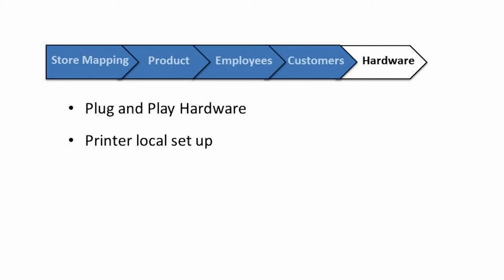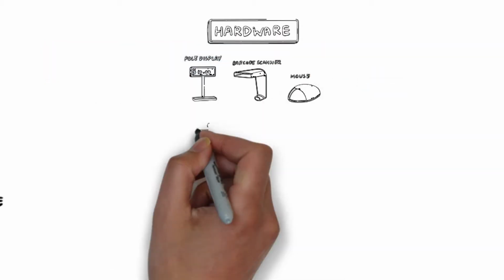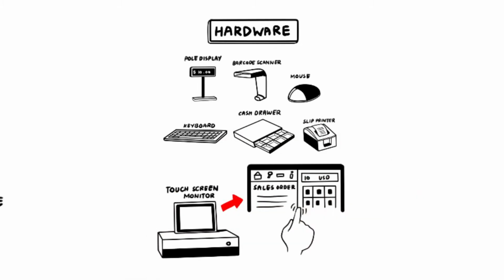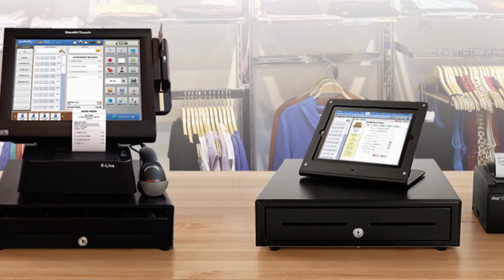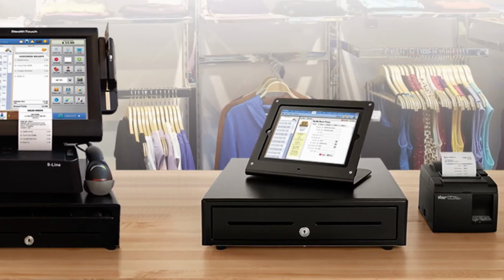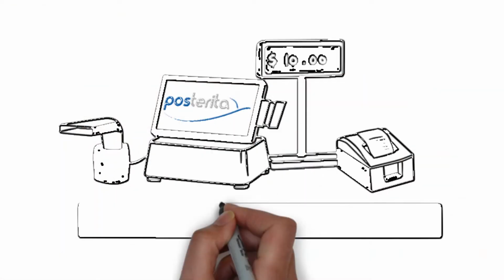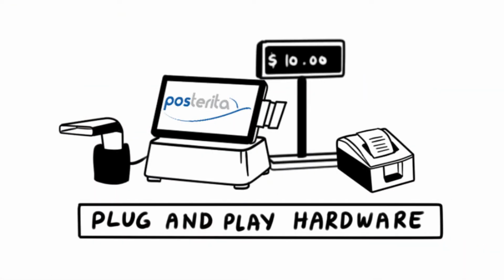The last step before you can operate your store is to connect your hardware to Posturita. We support all types of POS hardware: pole display, barcode scanner, mouse, keyboard, cash drawer, slip printer, and touchscreen monitor. All the hardware will work by just plugging it into your personal computer or point-of-sale machine.